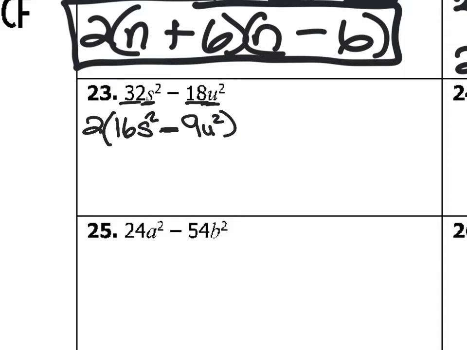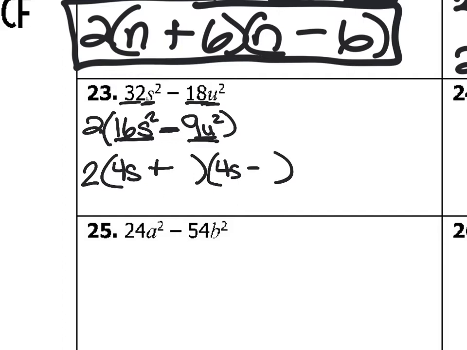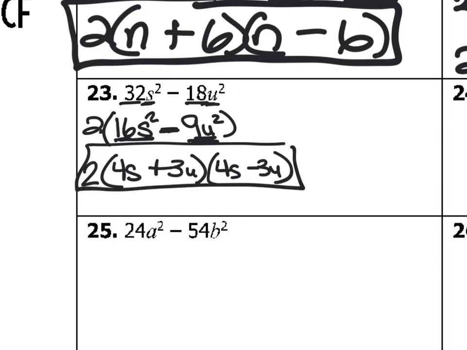So now I've got a difference of perfect squares, okay? So I can bring the 2 down, and then I'm going to have 2 binomials. Square root of 16s squared is 4s. I'm going to do a plus and a minus. Square root of 9u squared is 3u. Okay, so I can't factor anymore, so that's my factored form.